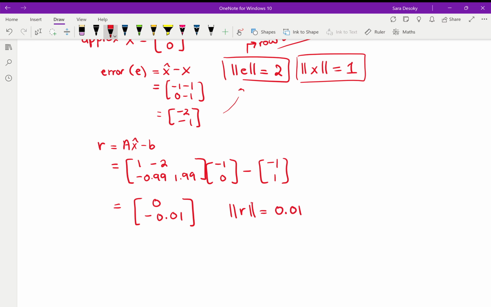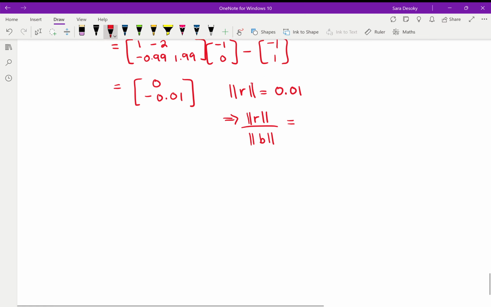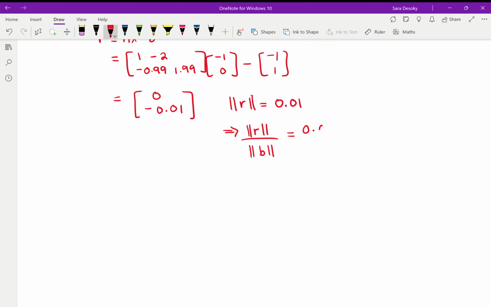So the norm of R over the norm of b, the relative residual is, can everybody see this in the back? This is an important line, it's the conclusion. This is 0.01 over b, which is 1. So this is pretty small. This guy, nice and small, 10 to the minus 2. Kappa is 1197, about 10 to the 3. So we have 6 orders of magnitude from the kappa. Already not good.